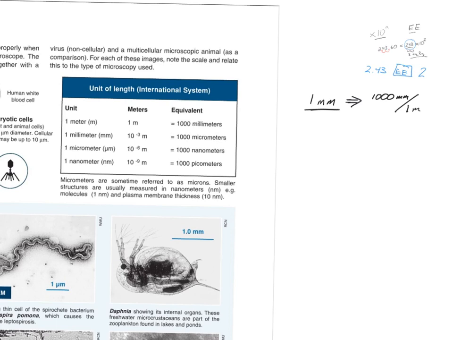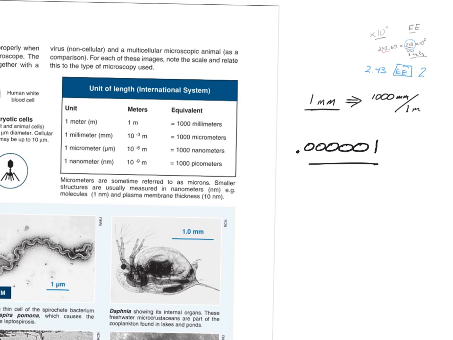A micrometer has how many? 10 to the negative 6. What is that number? 1, 2, 3, 4, 5, 6. 5 zeros before the 1. And you're right, it would be a millionth. A millionth, not 1,000th. Take that meter and divide it into 1,000,000 slashes. Now you have 1 micrometer.